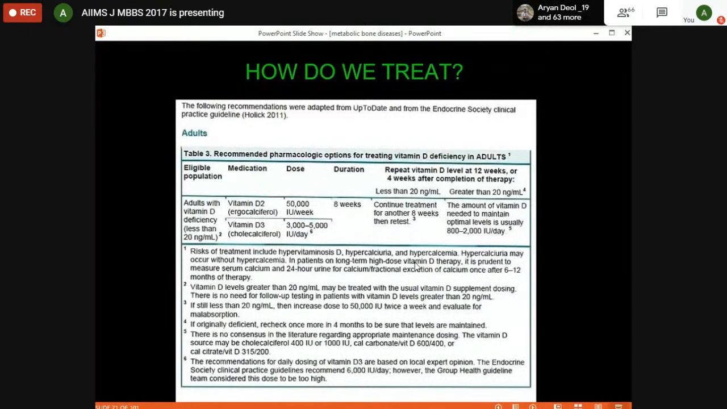less than 20 nanogram per ml vitamin D, you should start him on a dose of 50,000 international unit per week for 8 weeks. And after completing treatment for 8 weeks, continue it for another 8 weeks. And then you should retest. If it's less than 20 nanogram per ml, repeat the course. And if it is greater than 20 nanogram per ml, the amount of vitamin D needed to maintain optimal levels is usually 800 to 2000 international unit per day. So you have to repeat the vitamin D level at 12 weeks.